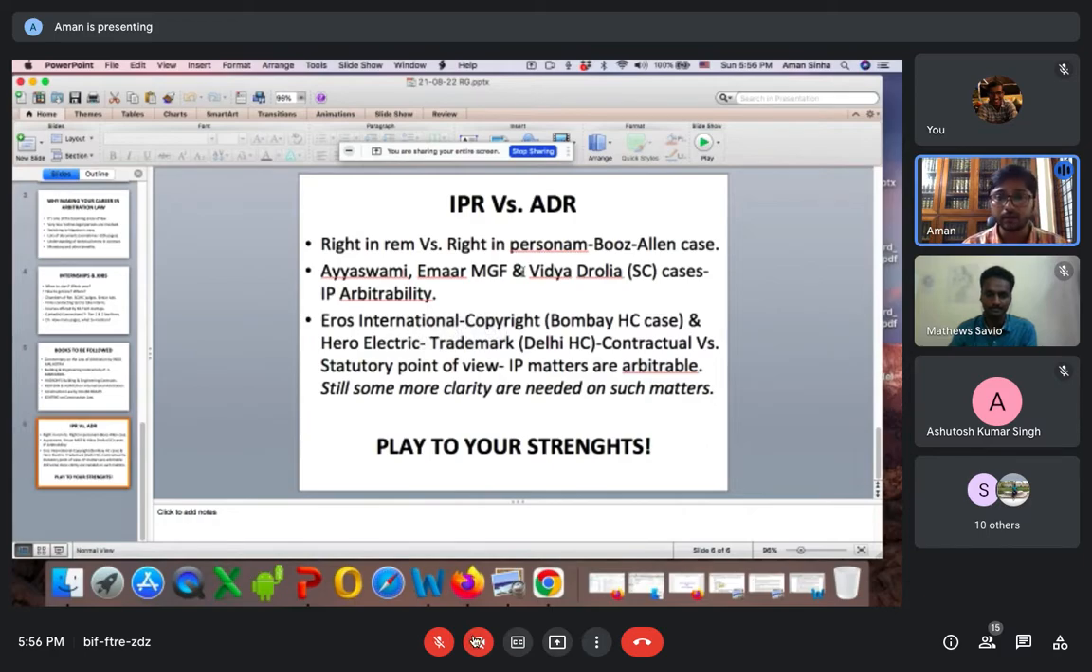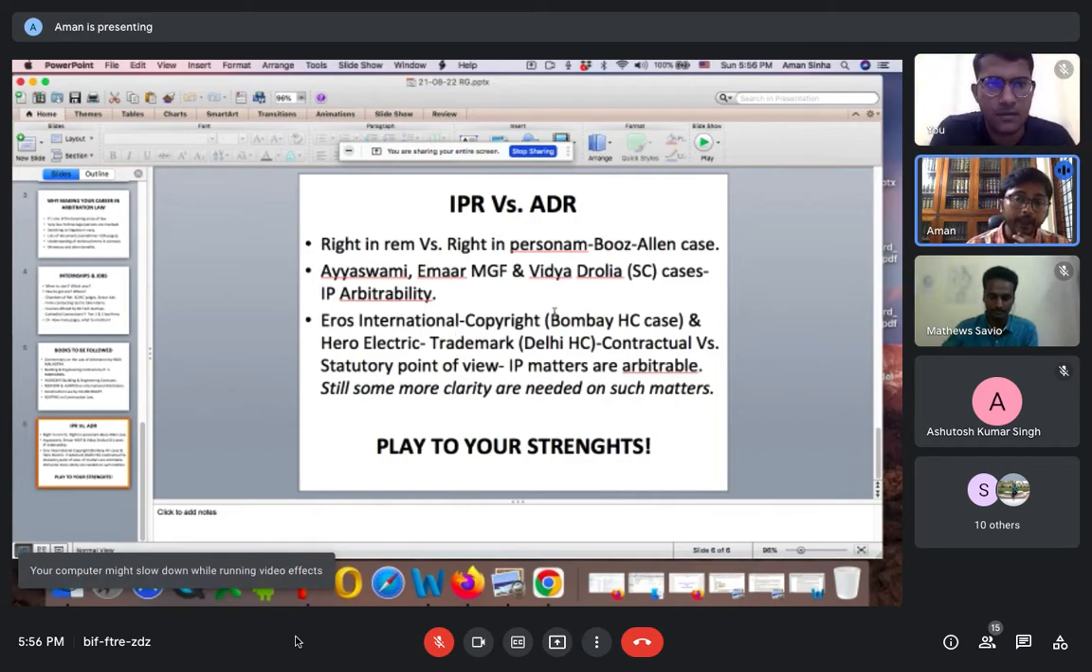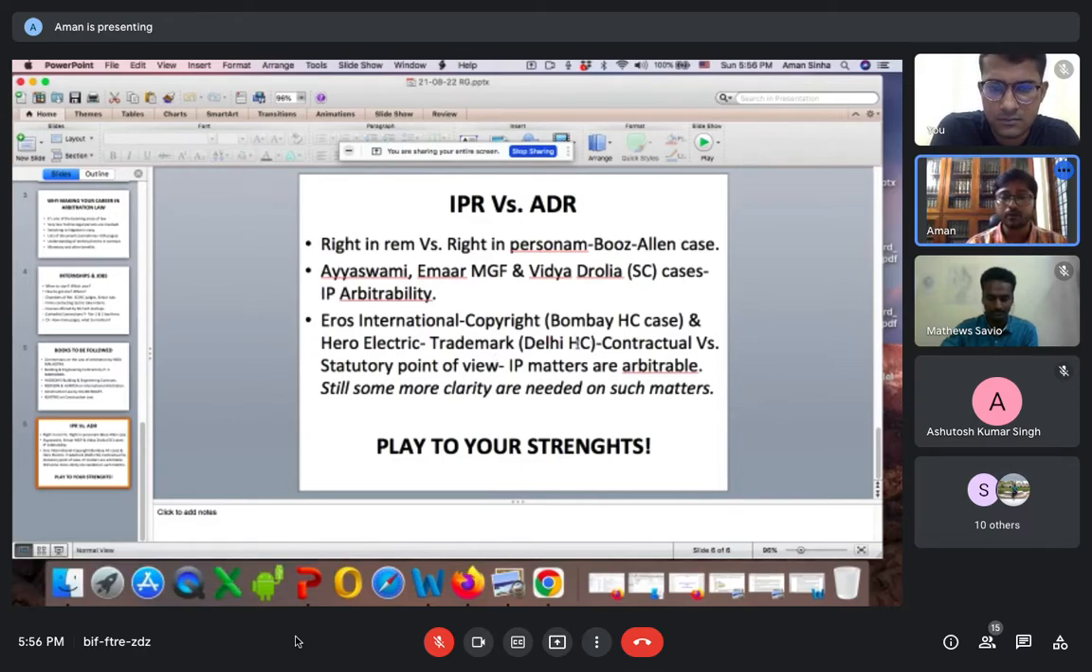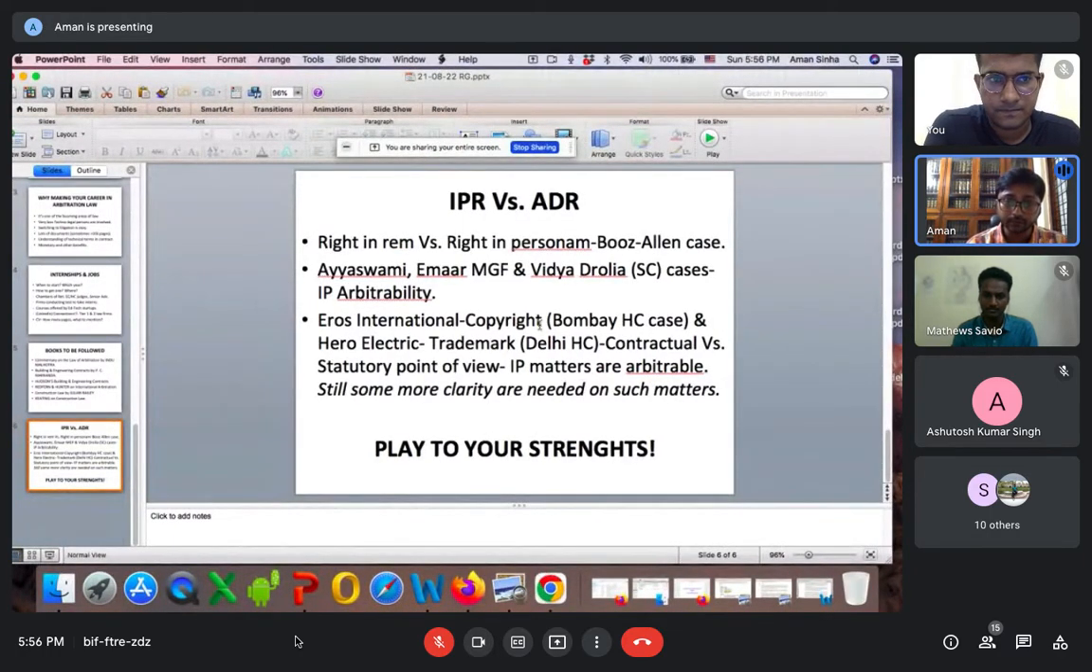But in the last one year, there have been some changes. Like the Eros International case, which the Bombay High Court has dealt with, and the Hero Electric case, a trademark case that the Delhi High Court dealt with. Only two parties were engaged in both cases, Eros International and Hero Electric. So the court thought from the contractual point of view that even though it is an IPR-based matter, since only two parties are present, we will look into it through the contractual lens.